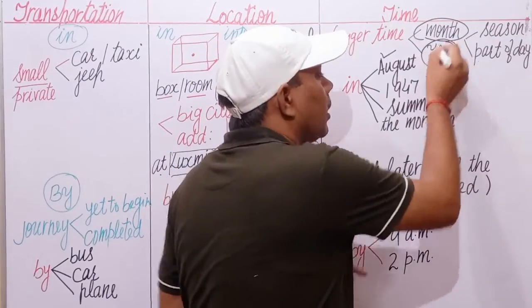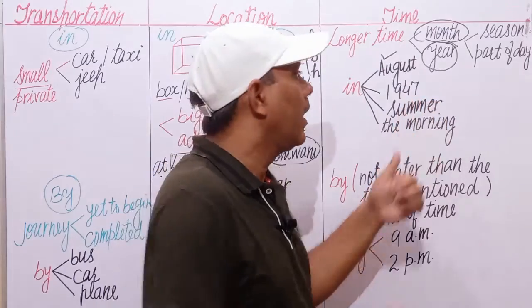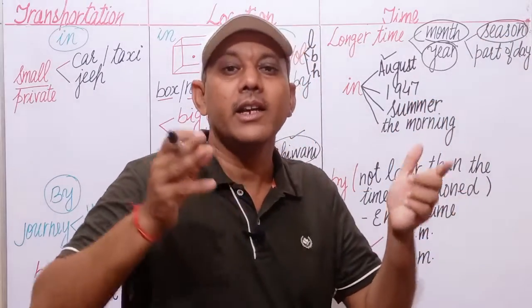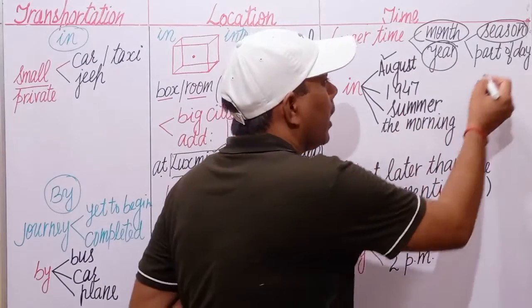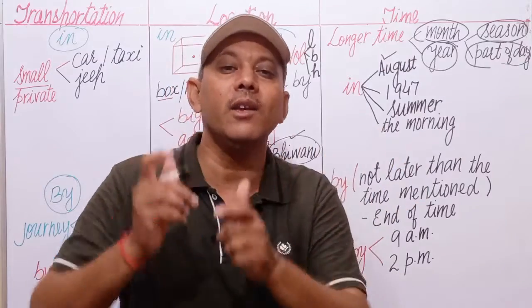Year, because this is a longer time, in 1947. Season, in winter, in spring, in summer, or part of a day, means in the morning or in the evening.